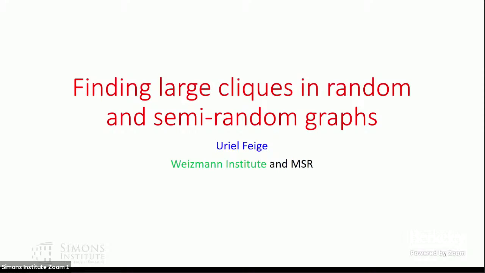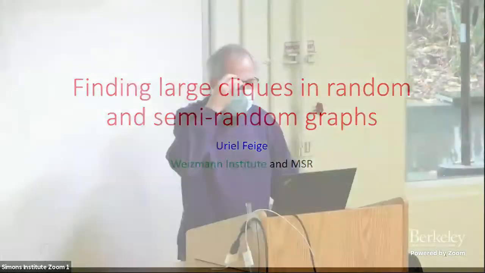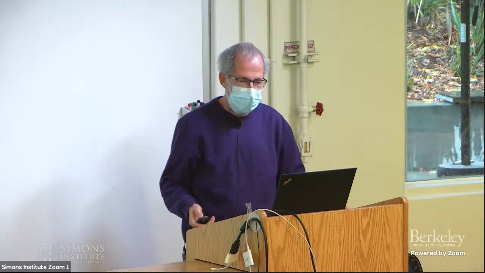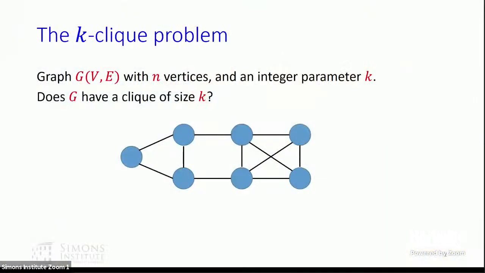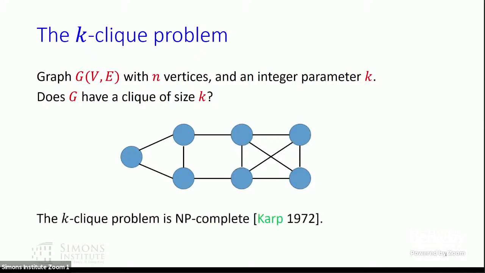So thank you. It's a pleasure to be here. So the talk is finding large cliques in random and semi-random graphs. So let's start from the clique problem. The input is a graph with n vertices and an integer parameter k. And the question is whether this graph contains a clique of size k. As we all know, a clique is a complete subgraph that has all the edges. So this is a clique of size 4. And the k-clique problem is NP-complete, as we all know.